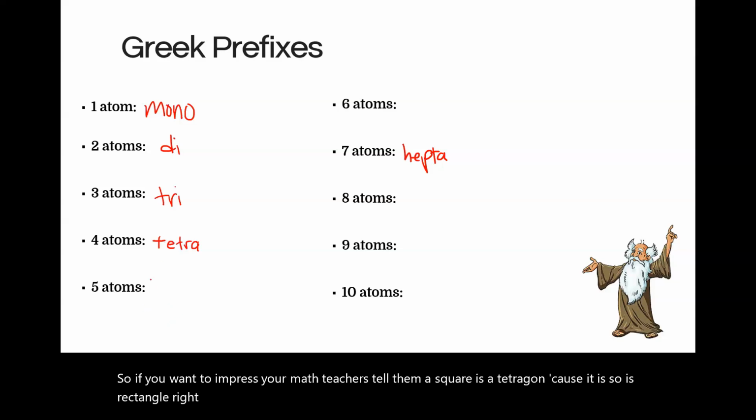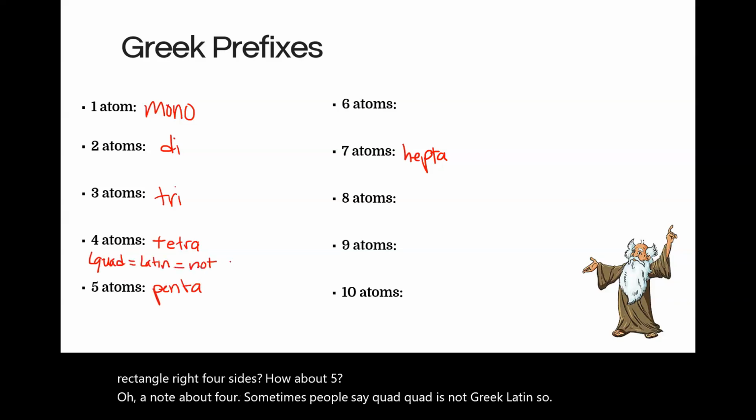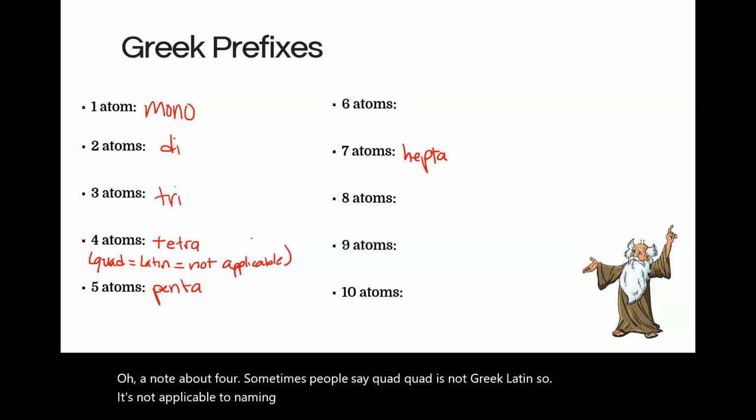How about 5? Penta. Yeah. Oh, a note about 4. Sometimes people say quad. Quad is not Greek. It's Latin. So it's not applicable to naming covalent things. Okay, we use the Greek prefixes. Penta. Okay, 6.